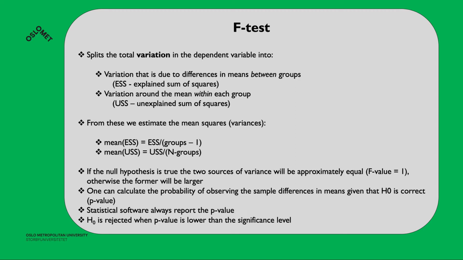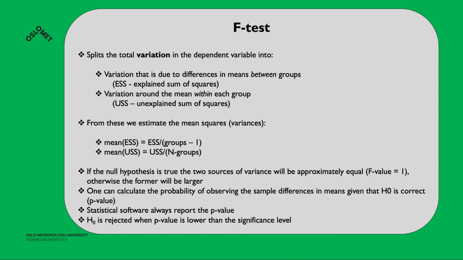So then we use the F-test. For the F-test, we split the total variation in the dependent variable into variation that is due to differences in means between groups and variation around the mean within each group. From this we estimate the mean squares, or the variance. If the null hypothesis is true, the two sources of variance, between groups and within groups, should be approximately equal. But if the null hypothesis is not correct, the variance between groups should be somewhat larger.